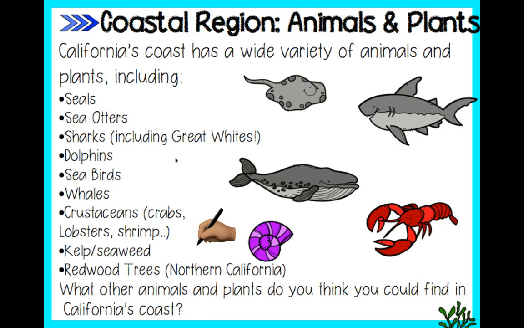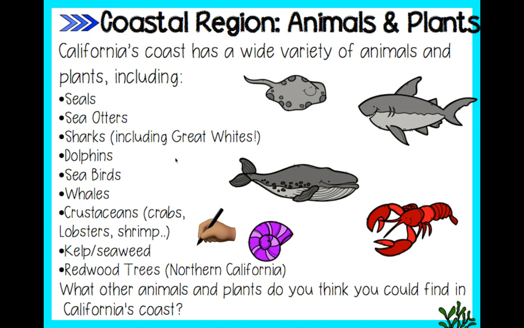Now we talk about coastal region animals and plants. California coast has a wide variety of animals and plants, including seals, sea otters, sharks, including great whites, dolphins, seabirds, whales, crustaceans such as crabs, lobsters, and shrimp, kelp and seaweed, and the redwood trees, those are located in North California.